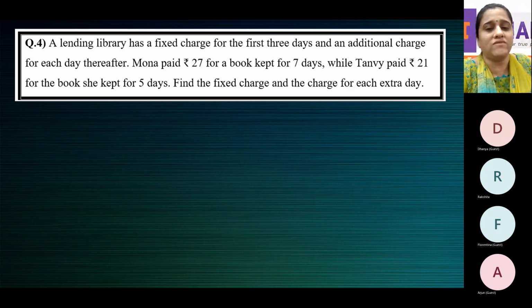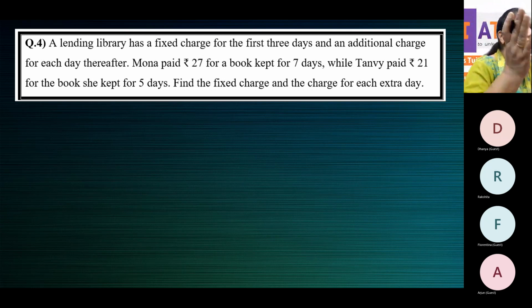Mona paid rupees 27 for a book kept for 7 days. So 7 days is 3 days plus 4 days. 3 days fixed cost X. The remaining 4 days, 4 into Y, because per day Y rupees. 4 days, 4Y.